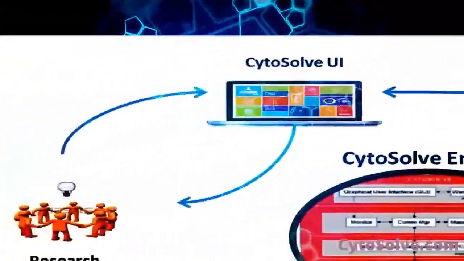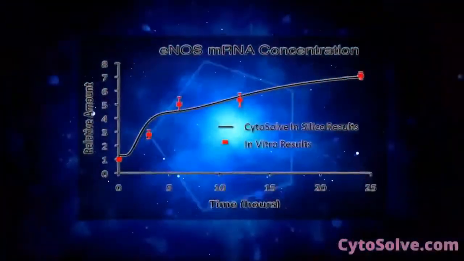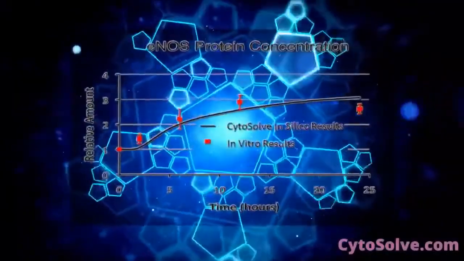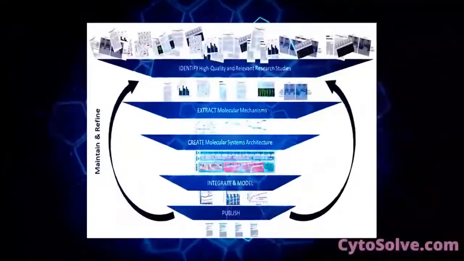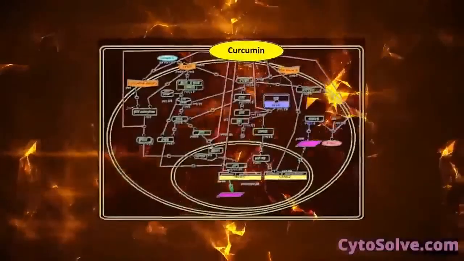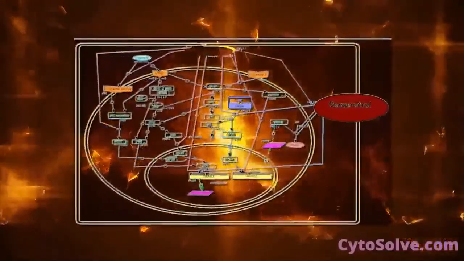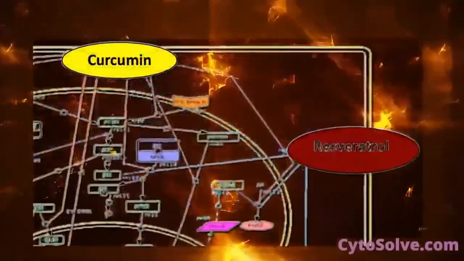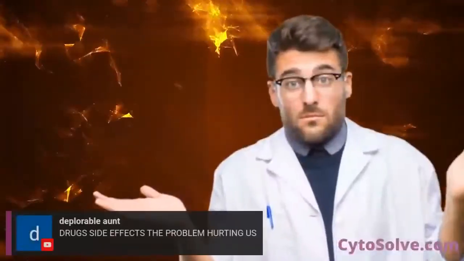No reductionism, no cherry picking. CytoSolve's predictive modeling has been proven accurate time and time again, matching laboratory results. CytoSolve discovers synergistic combinations of compounds to maximize health and reduce toxicity. For example, we know curcumin from turmeric and resveratrol from red grapes alleviate inflammation, but how much should we combine? Current methods are hand-waving at best.